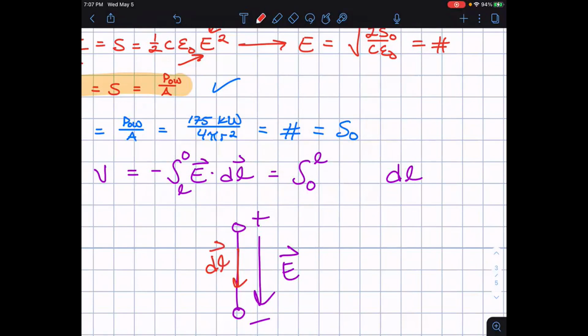The E field will always be constant inside this antenna, so really what I have here is just E times dL. So get rid of the dot product, get rid of vectors, all that good stuff.